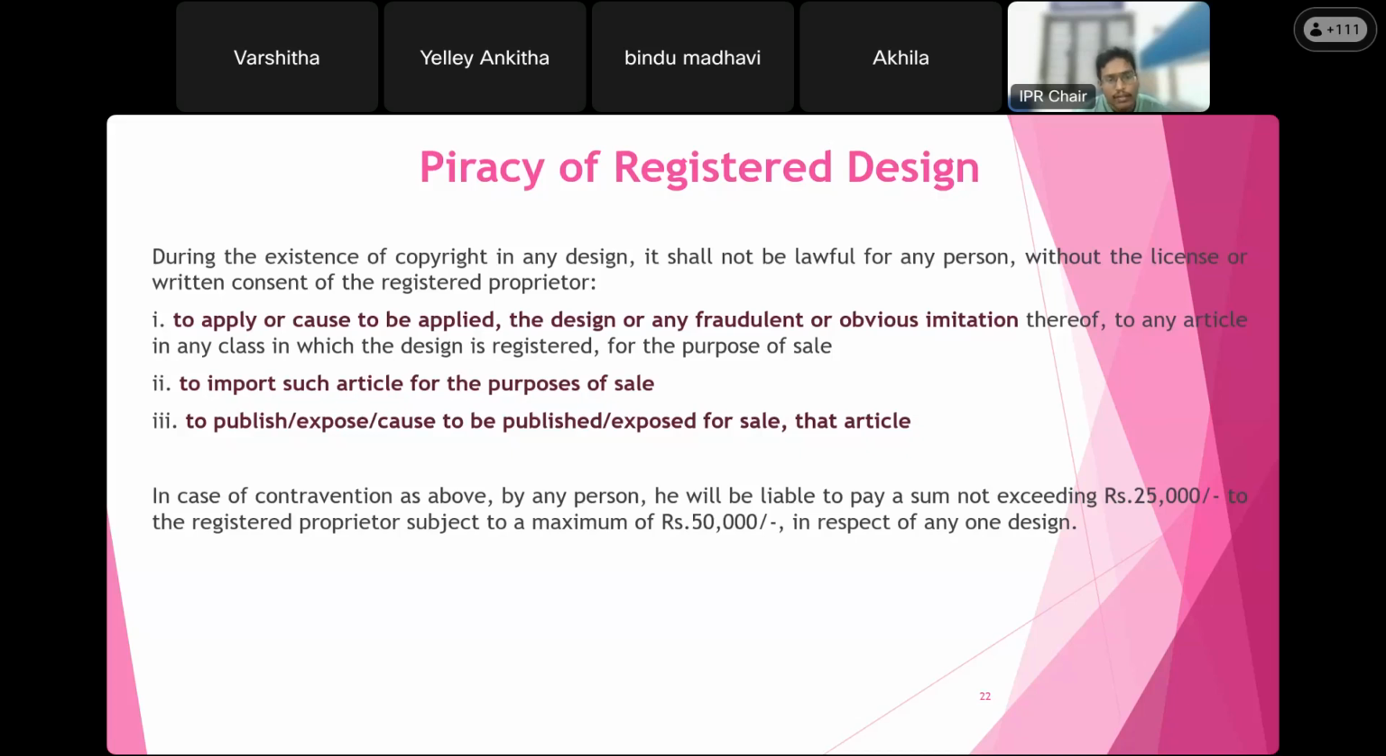In case of contravention as above, the person will be liable to pay a sum not exceeding 25,000 to the registered proprietor, subject to a maximum of 50,000 in respect of any one design. This design might be registered in other classes as well. So the maximum will be 50,000, from 25,000 onwards. There is no penal or criminal action if somebody violates or pirates a design.